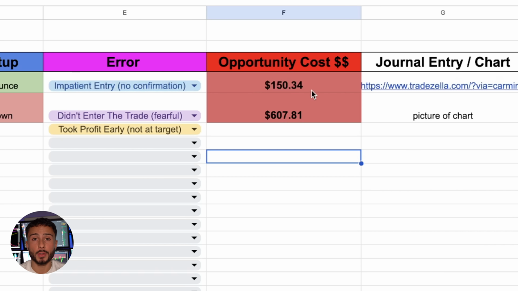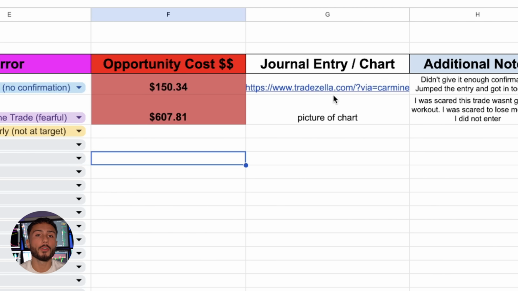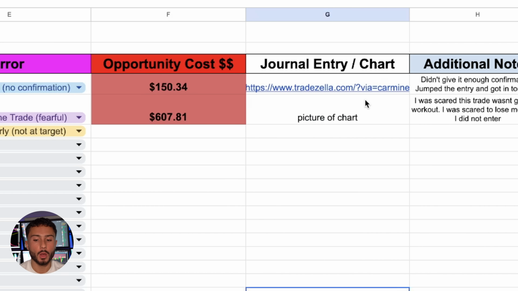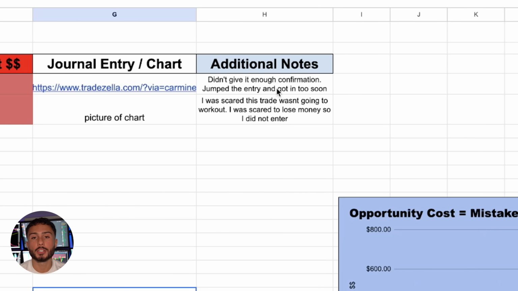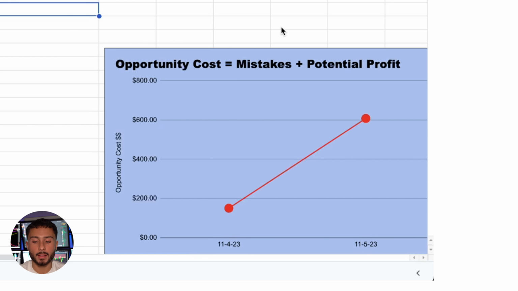Now I'm going to go to my journal. I'm going to input this in my journal, which I recommend you all doing, and then pasting a picture of the chart annotated or a copy of the link of your journal so you can simply visually see that and go back to the reference of your journal outside of the error cost calculator. And then if you want to input additional notes, such as not giving it enough confirmation, jumping the entry and got in too soon, and then automatically it's going to make a line graph for you so you can visually see how much money you are giving up in your errors visually on a graph, knowing that those missed out profits should be in your pocket.